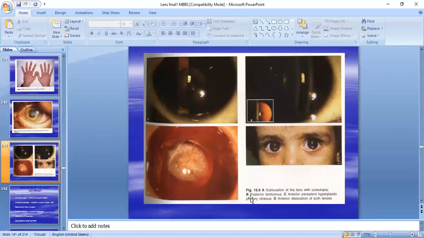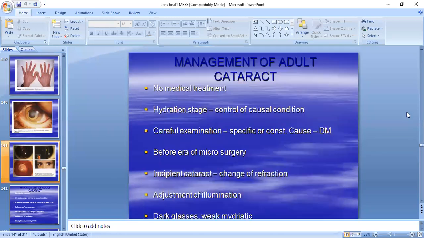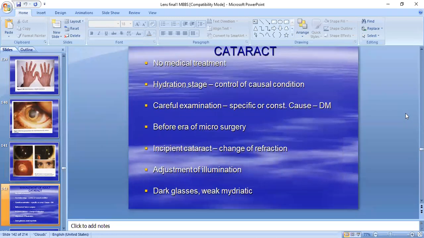And posterior lenticonus, anterior persistent hyperplastic primary vitreous is also there. Here, this area is the anterior persistent hyperplastic primary vitreous. This is persistent posterior lenticonus here, and anterior dislocation of the lens in both the eyes here, you can see. This we have already seen.